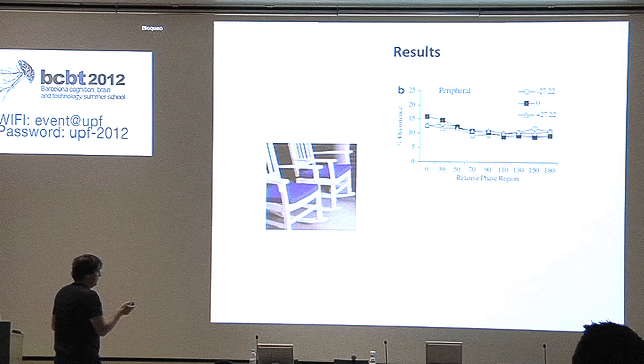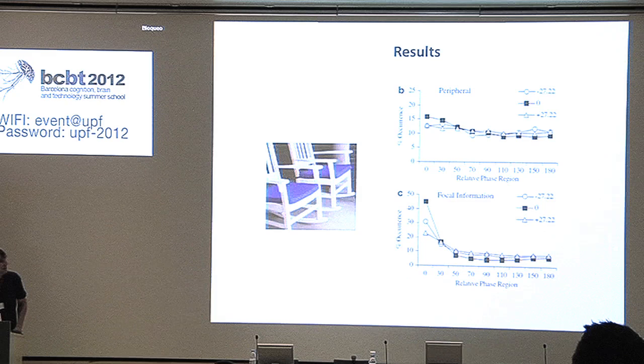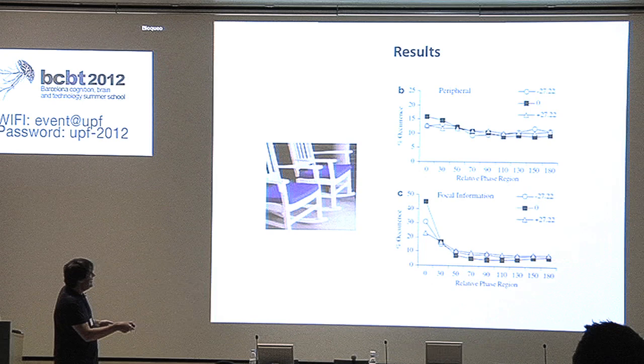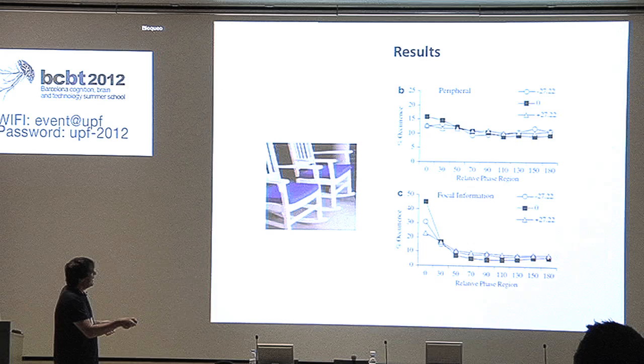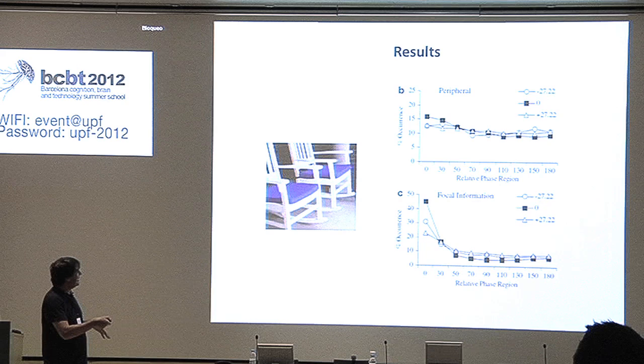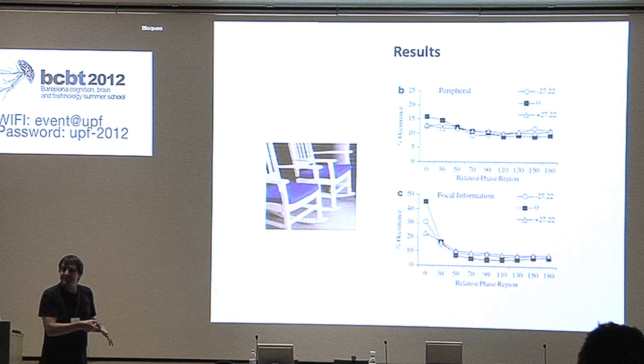Now look at what happens once people start to look at each other. And you can immediately see that in all of these three conditions, basically what happens is that people fall into these same patterns. Right? Do you see that? Because you have a higher frequency in this 0 degree phase relationship.